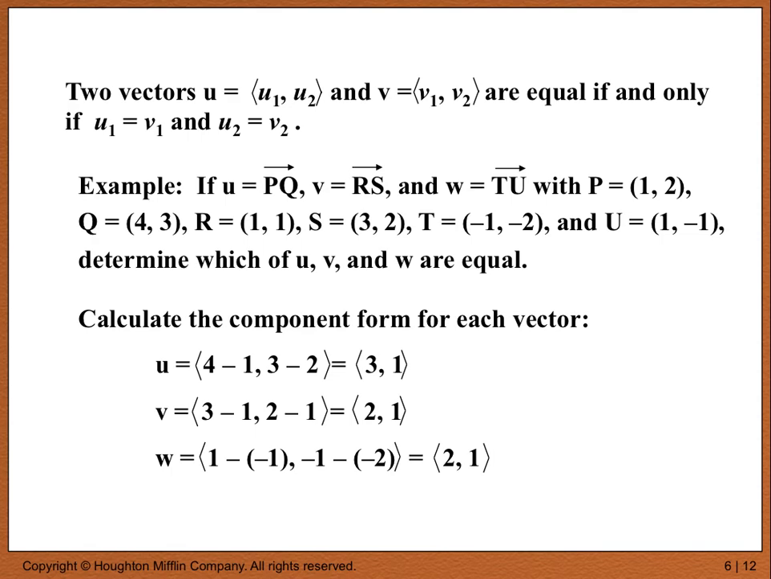And so the component form of u is ⟨3, 1⟩. That means it has a horizontal component of 3 and a vertical component of 1. The component form of v is ⟨2, 1⟩, horizontal 2, vertical 1. And the component form of w is ⟨2, 1⟩, horizontal 2, vertical 1. And clearly we can see just by looking at these component forms that v equals w, same exact component form. But, of course, v is not equal to u and w is not equal to u.